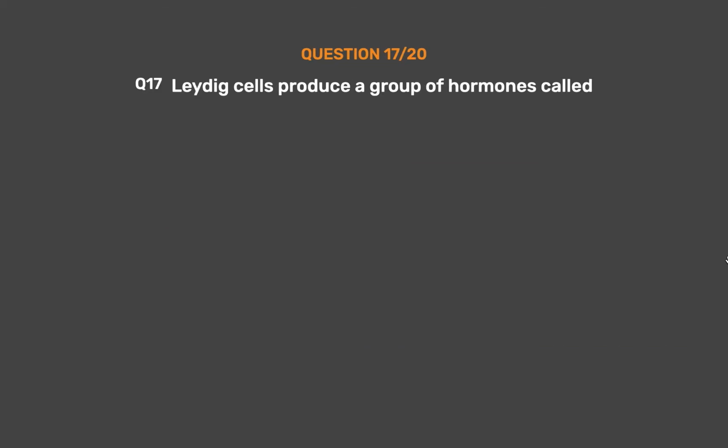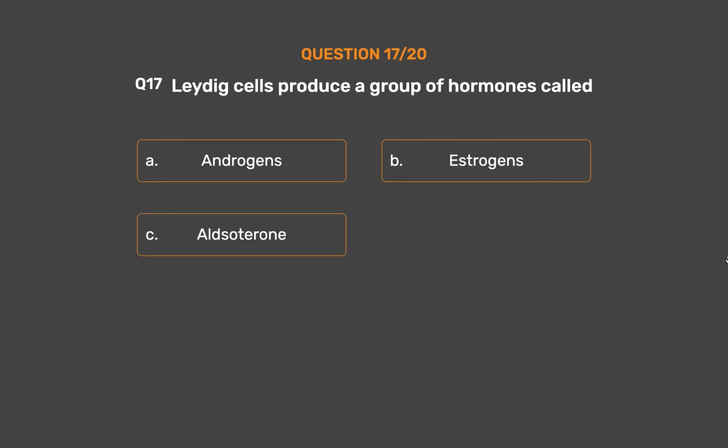Question number 17. Leydig cells produce a group of hormones called option A, androgens. Option B, estrogens. Option C, aldosterone. Option D, gonadotropins.